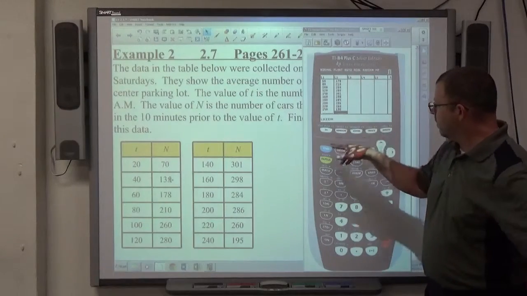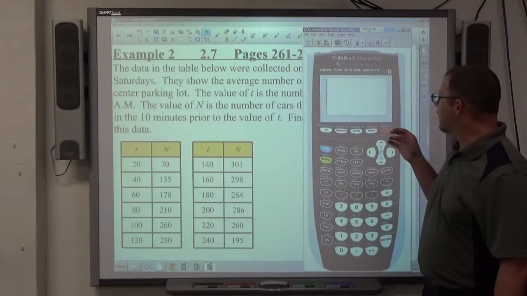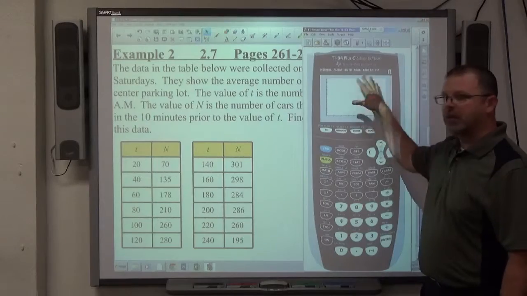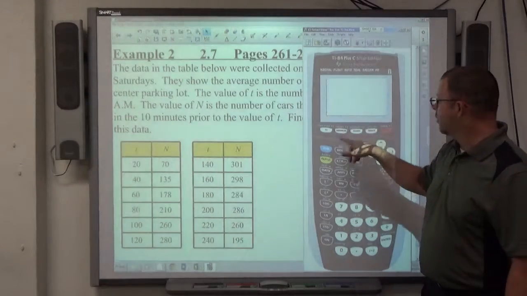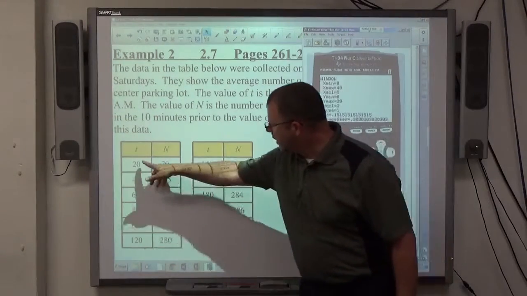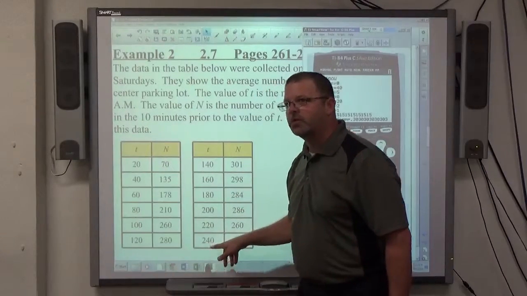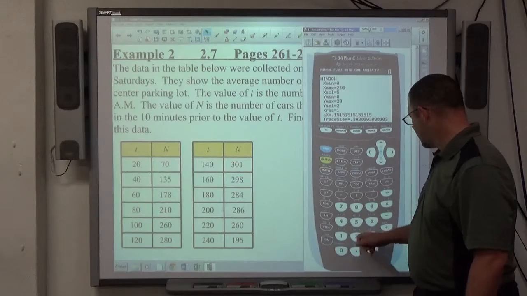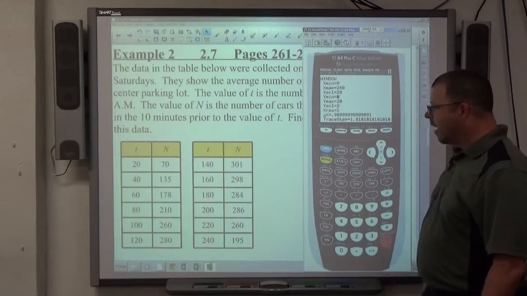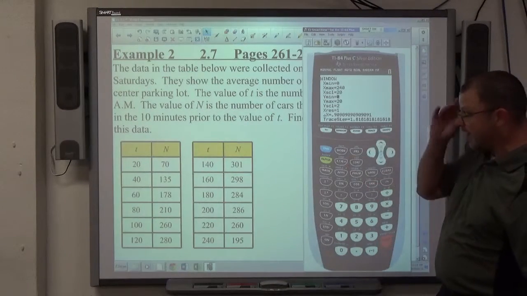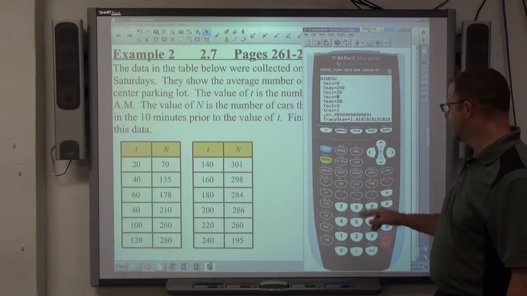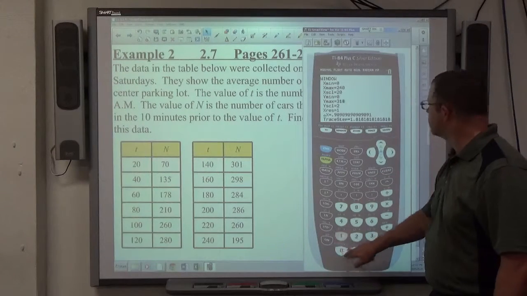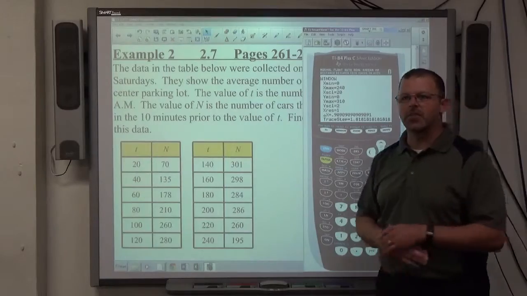This time, if I did a scatter plot and hit graph right now, I've still got my settings for the other problem, right? So I can't see it. My window's not right, so I'm going to my window. I can see that T lives between 0 and 240. So 0 to 240, let's go by 20, so that's what they went by. As far as y is concerned, the smallest y is 70, the biggest one's 301, so maybe from 0 to 310. I always like 0 to be there, just something I like.